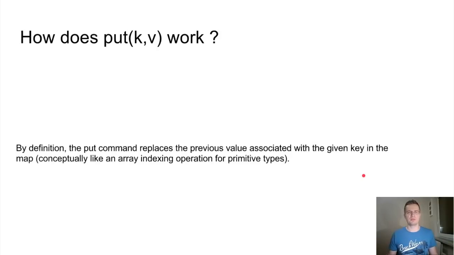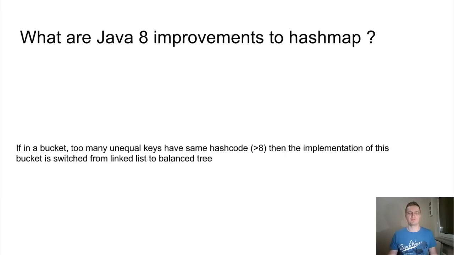How does the put method work? By definition, the put command replaces the previous value associated with the key that you provided in the map. So conceptually, it's like an array indexing operation for primitive types.